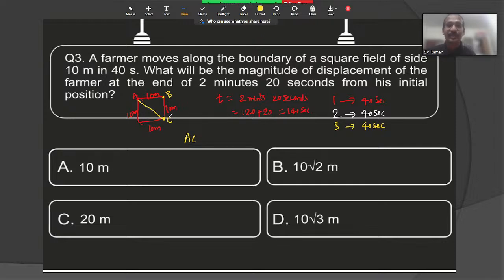Again, we need to recollect the Pythagoras theorem. What is the Pythagoras theorem? AC square is equal to AB square plus BC square. So AB square, in the sense of 10 whole square, plus BC square, again 10 whole square, which is 100 plus 100, 200. AC square is equal to 200. So AC is equal to square root of 200, which is square root of 2 into 100, which is 10 root 2. 10 root 2 meters is the right answer.